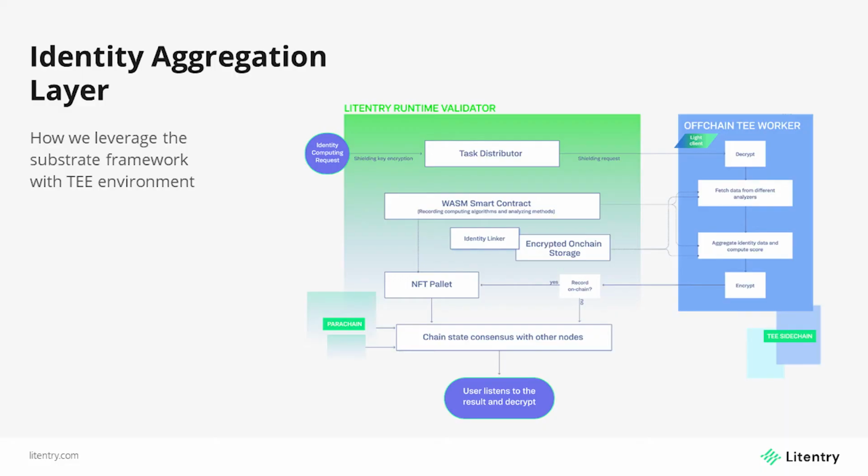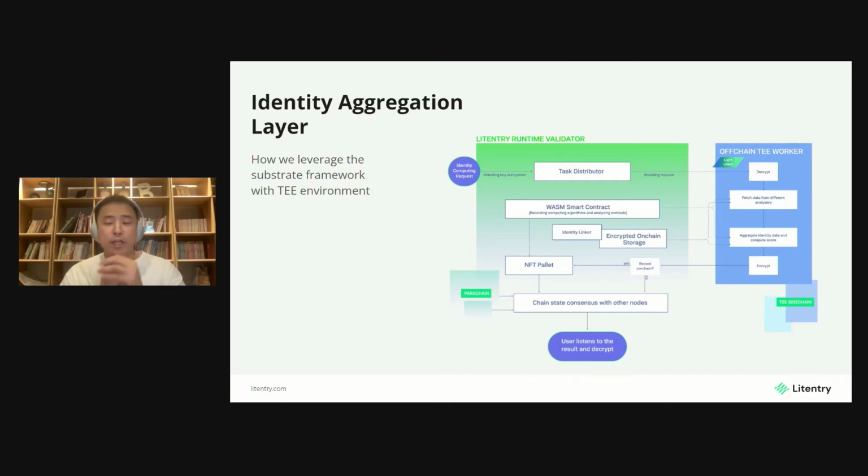And finally, we come to our identity aggregation layer. Our network, built with Substrate, will generate a credit proof with the information obtained from the address analysis layer. So here's the flow. Firstly, a user sends a credit computation request to the network, and this request is encrypted by a sharding key. The sharding key is provided by this TEE sidechain. You can see the blue part on the side is our sidechain. The picture is a little bit small, but I will explain.